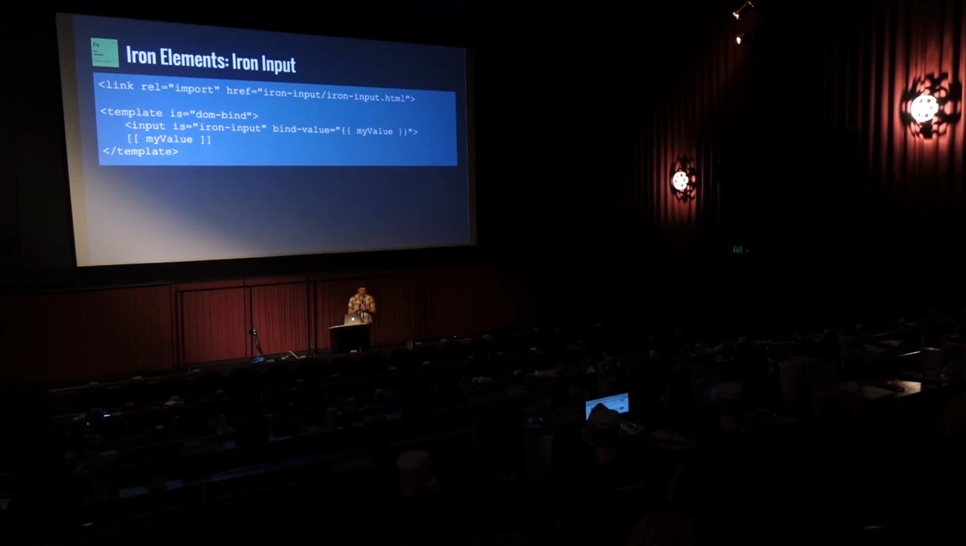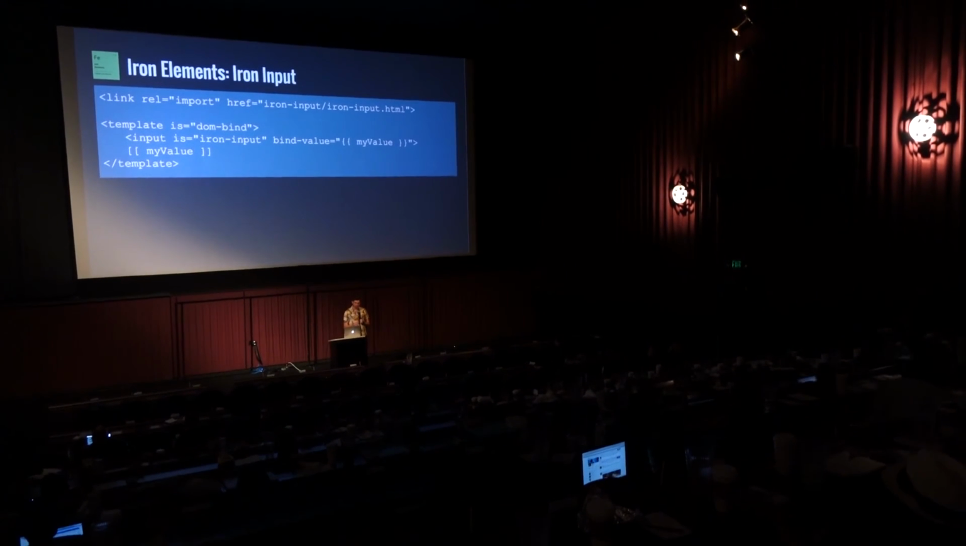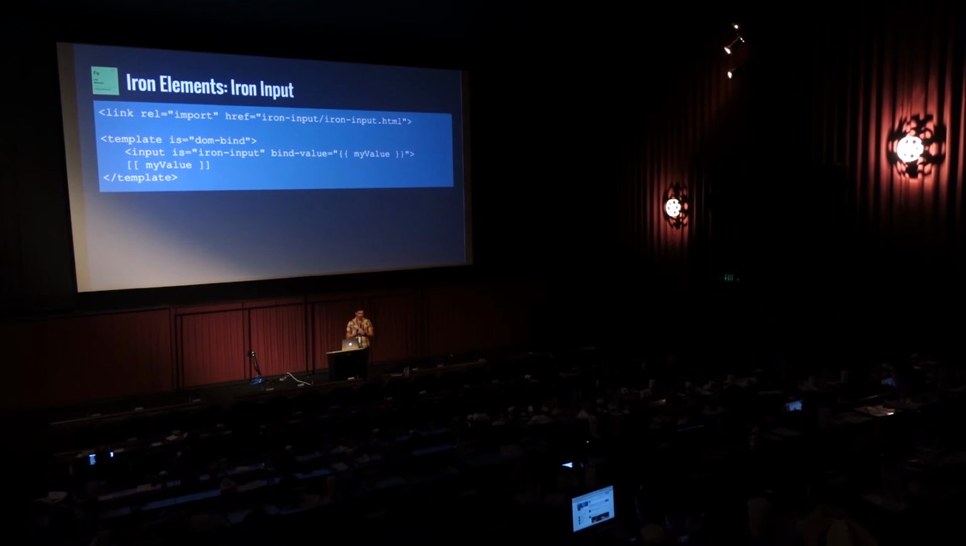The one we'll look at is iron input, and I'm looking at this one for a specific reason, because one thing you've noticed I haven't talked about is two-way data binding. There is no two-way data binding in Polymer. If you need two-way data binding, you have to bring it in yourself. It's real simple to code, but on top of that, you really don't have to code it because the Polymer team did it for you. So it's called iron input.